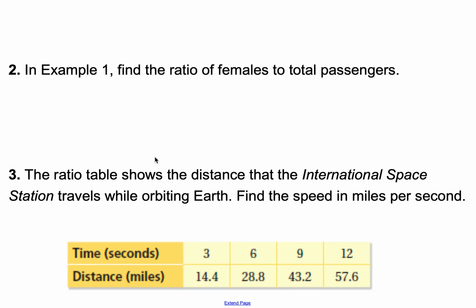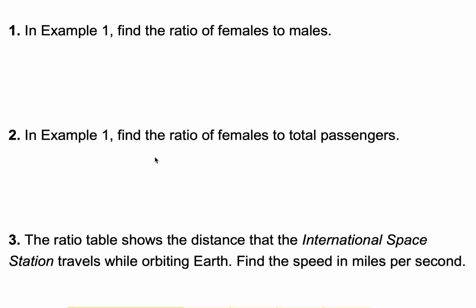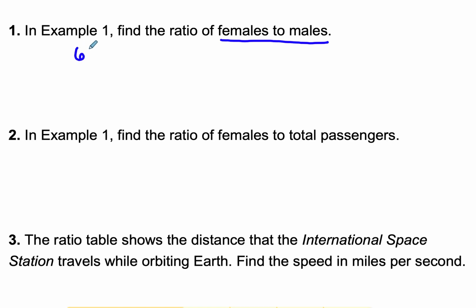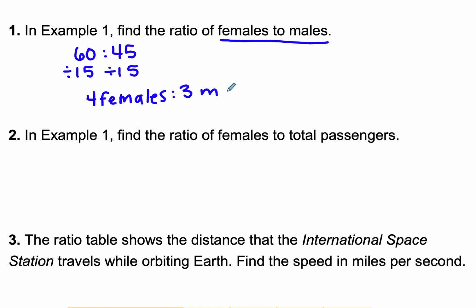All right, so let's go ahead and check our answers. So first one, we're doing females to males. So if I go back here, females 60, males 45. When I divide by 15, I get 4 females for 3 males.